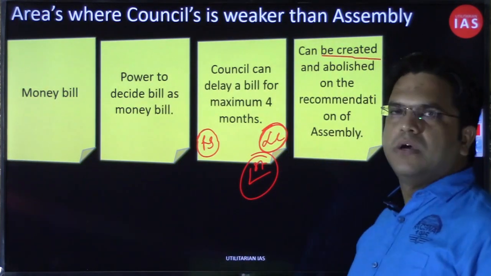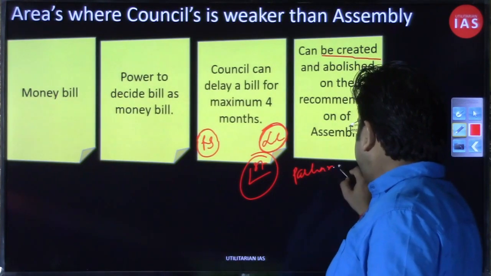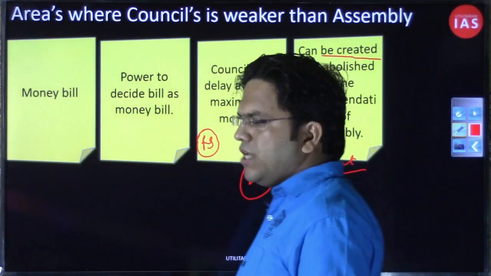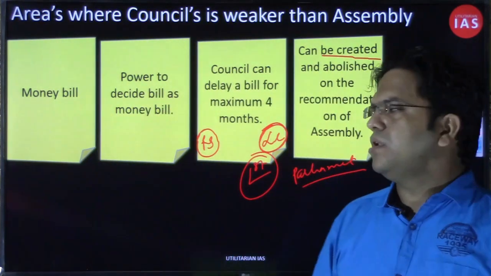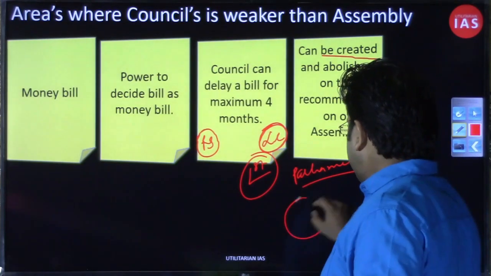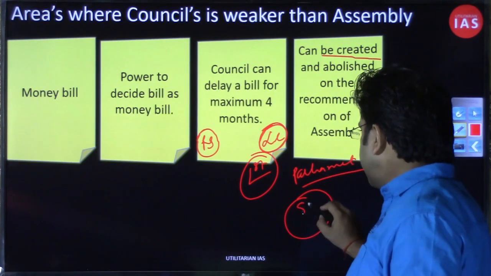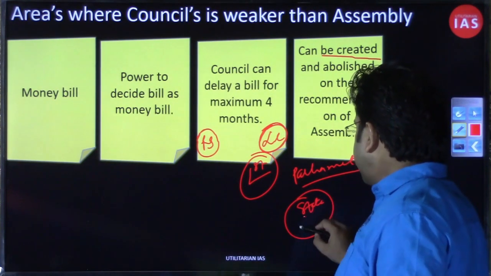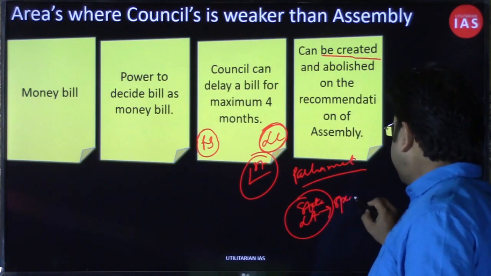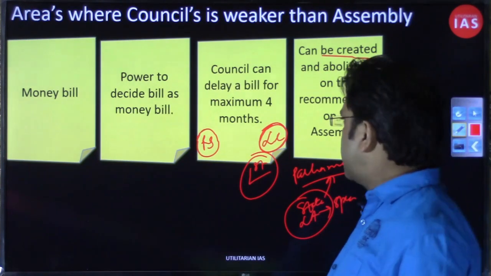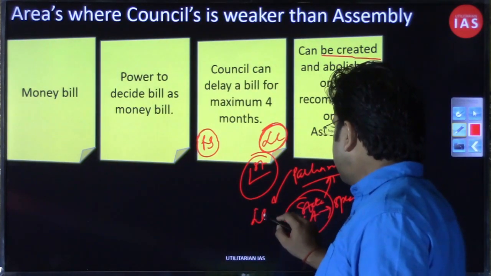So what is the process of creating this legislative council? The ultimate power belongs to the parliament, but parliament solely cannot initiate the resolution that a particular state needs a legislative council. No, the resolution first needs to be approved by the state legislative assembly, and only when the state legislative assembly passes a resolution with a special majority will it be sent to the parliament, and thereafter parliament will decide whether the state will have a legislative council or not.